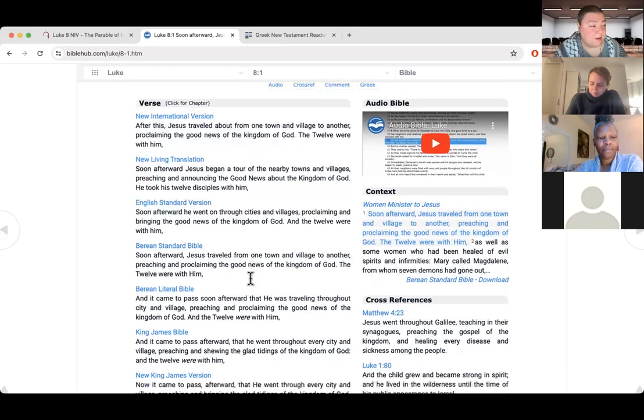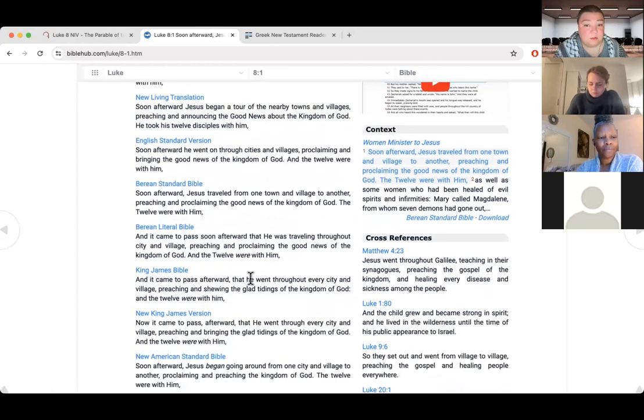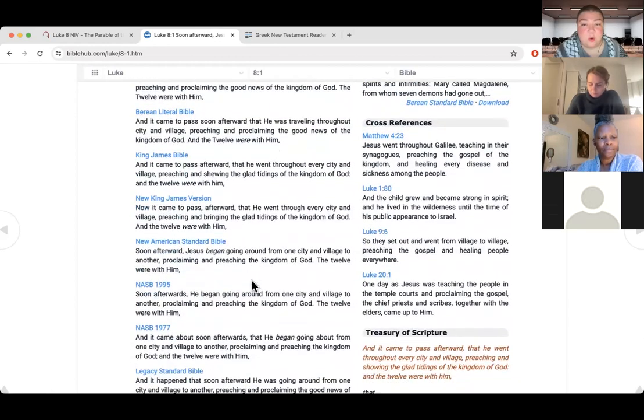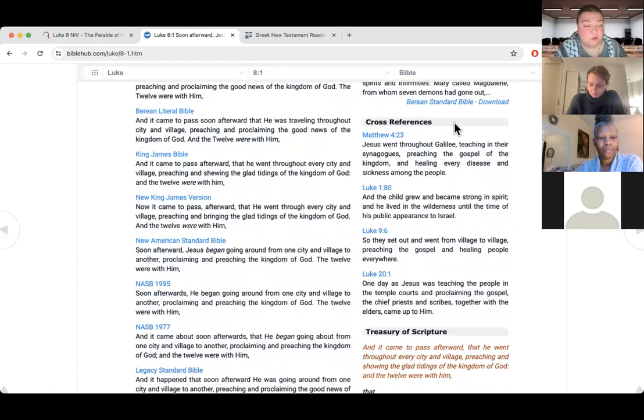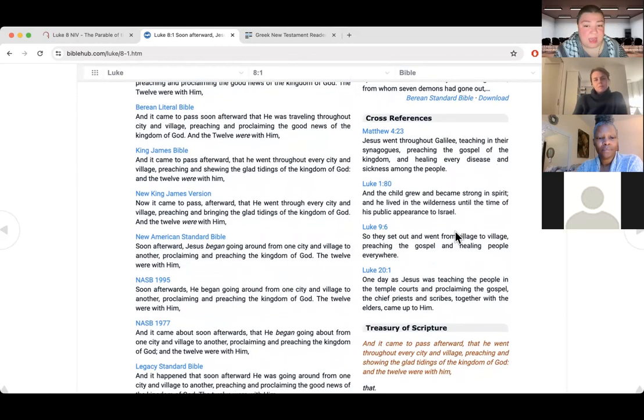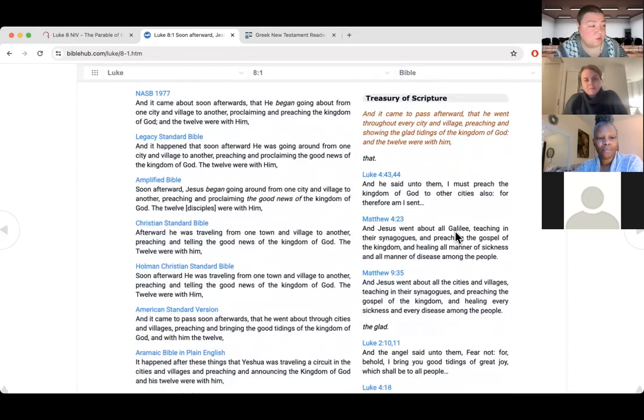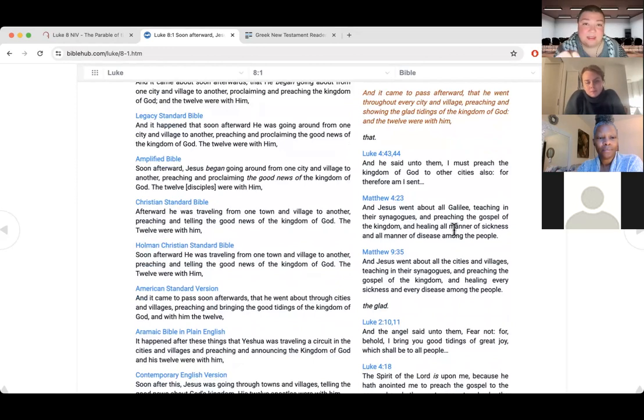And if you scroll down on the right-hand side, we also have down here where it says cross-references. You can see this same event, for example, being mentioned in the other Gospels, in Luke and so on. And further down the page, we have something called Treasury of Scripture. These have similar Bible texts that may reflect the same theme or the same keywords as you find in Luke 8:1.